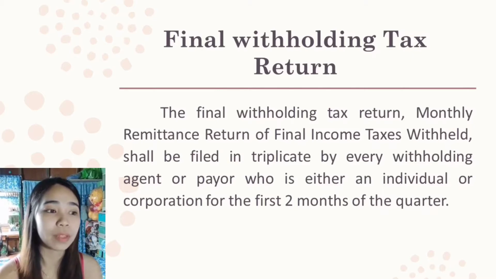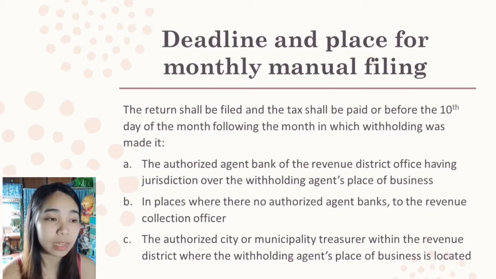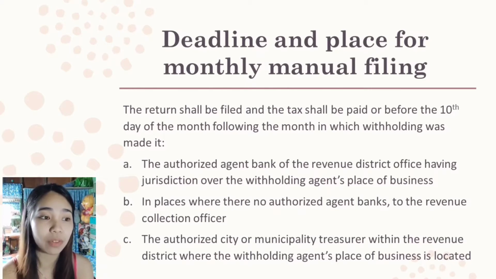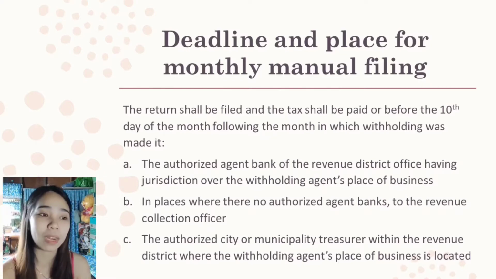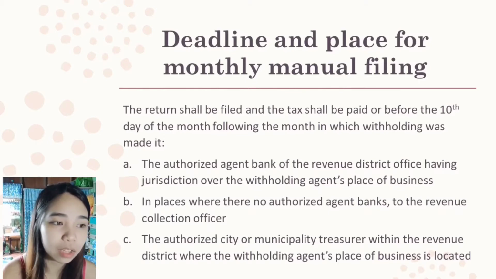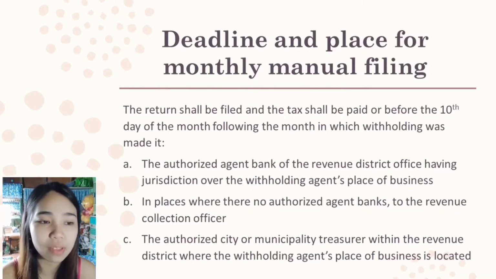Okay, so next, deadline and place for monthly manual filing. The return shall be filed and the tax shall be paid on or before the 10th day of the month following the month in which withholding was made. Letter A, the authorized agent bank of the revenue district office having jurisdiction over the withholding agent's place of business. Letter B, in places where there are no authorized agent banks, the Revenue Collection Officer. Letter C, the authorized city or municipality treasurer within the revenue district where the withholding agent's place of business is located.